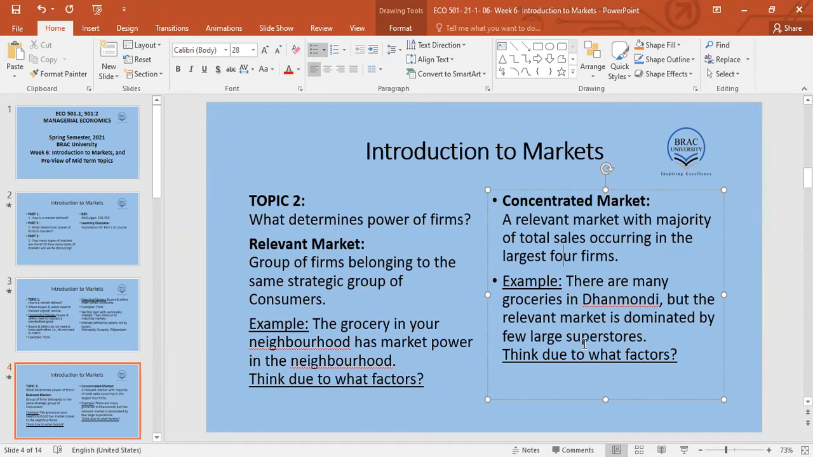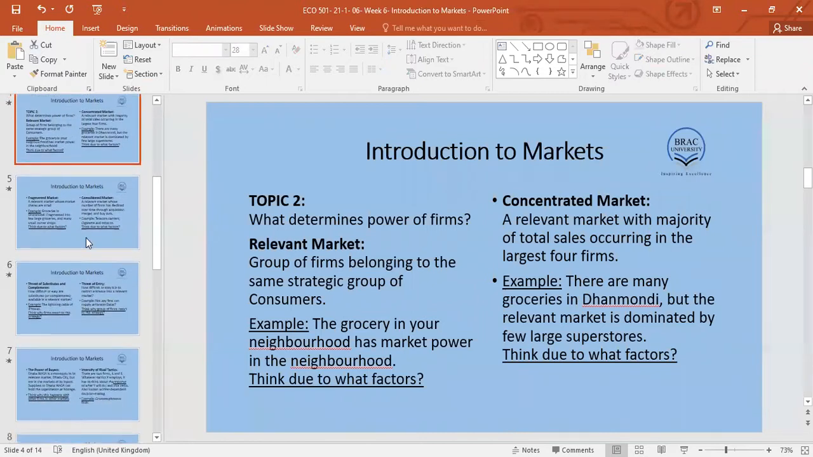Okay, so we have a concentrated market. Then what we want to look at, I've already given you the factors for which reason this happens. This is what we are going to try to look at. And why these things happen and in what type of markets.